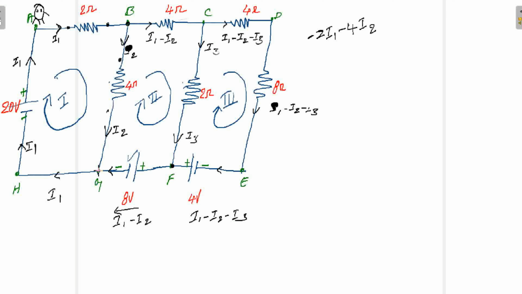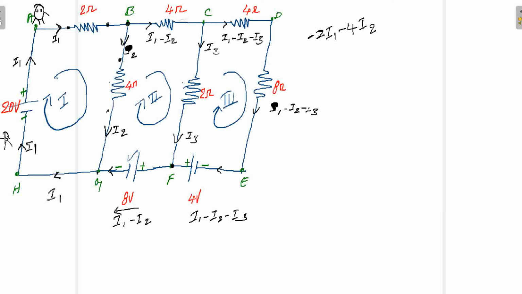Now you have reached here. Is there any resistor between G and H for your current I1? No. So there is no resistor, there is no voltage drop. Next, just see here. You started your journey from A and now you have reached this section.